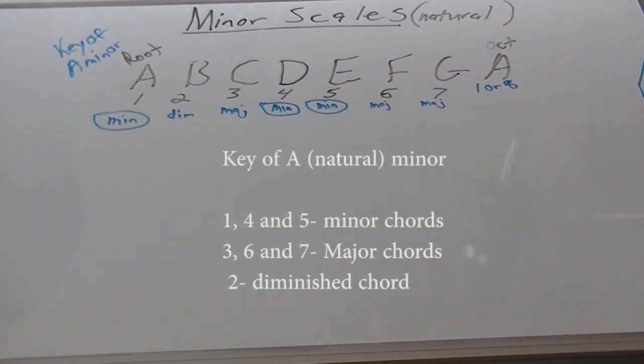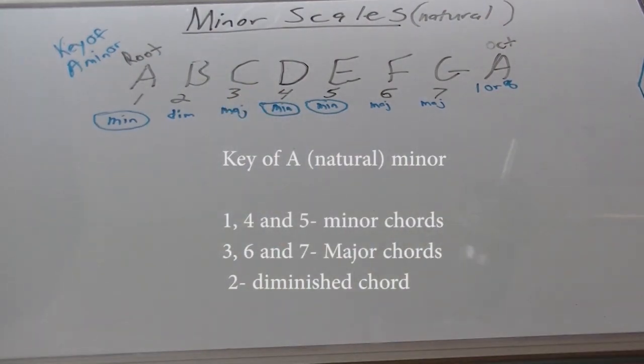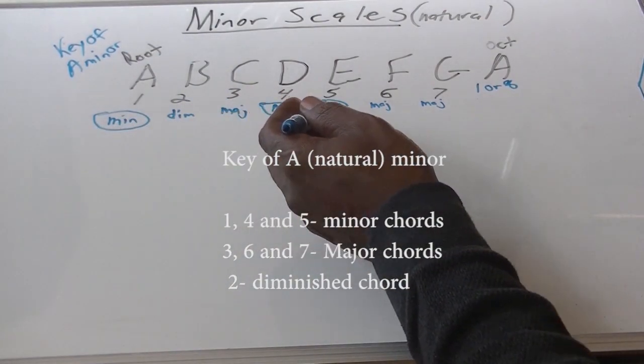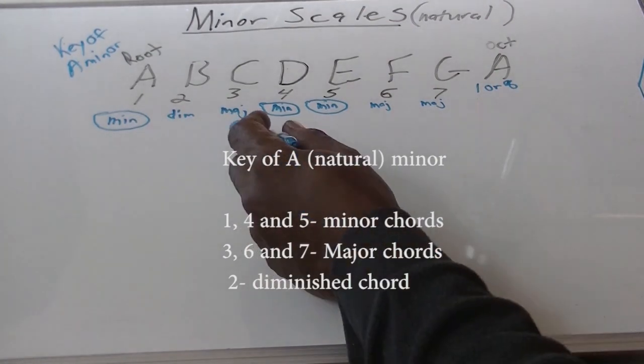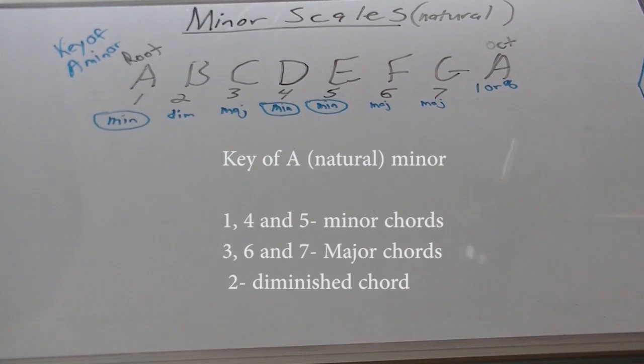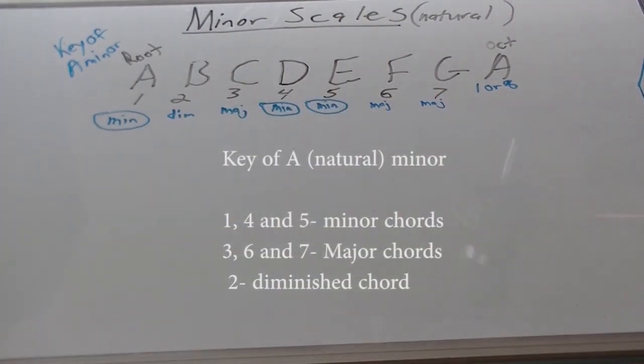So that's the first thing you want to get around your head: when you're dealing with scale tone chords in a minor key, in this case the key of A minor, the 1, 4, and 5 chords are now minor, and the 3, 6, and 7 chords are major. And the 2 chord is diminished.